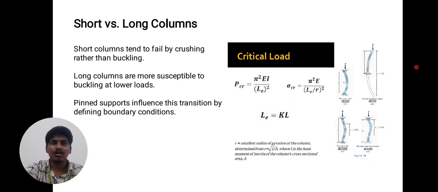Short versus long columns. Short columns tend to fail by crushing rather than buckling. Long columns are more susceptible to buckling at lower loads. Pinned supports influence this transition by defining boundary conditions. Critical load P_cr is pi squared EI by L_e whole squared.